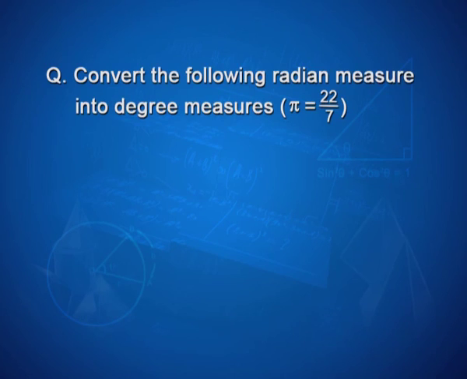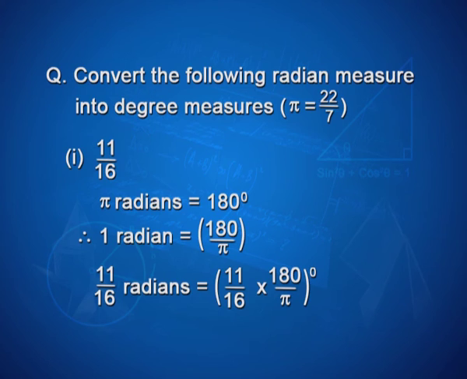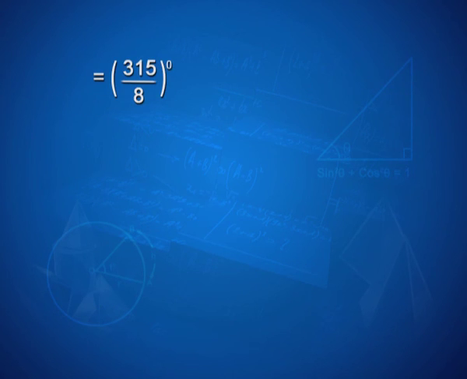Now, let us see one more example. Convert the following radian measure into degree measure using pi is equal to 22 upon 7: 11 upon 16. We know that pi radians is equal to 180 degrees. Therefore, 1 radian is equal to 180 upon pi. Therefore, 11 upon 16 radians is equal to 11 upon 16 into 180 upon pi. That can be simplified as 315 upon 8 degrees or 39 and 3 upon 8 degrees.